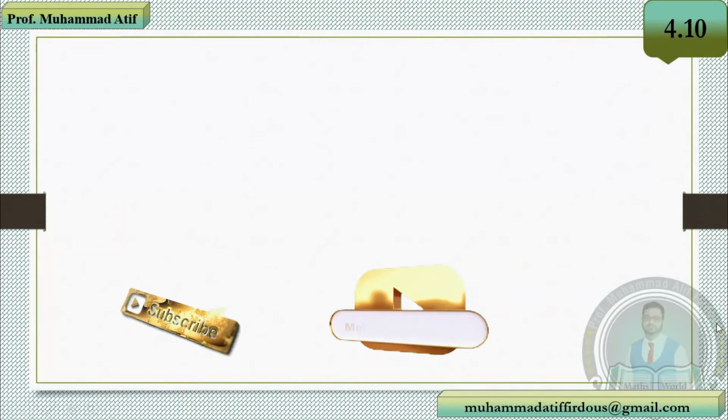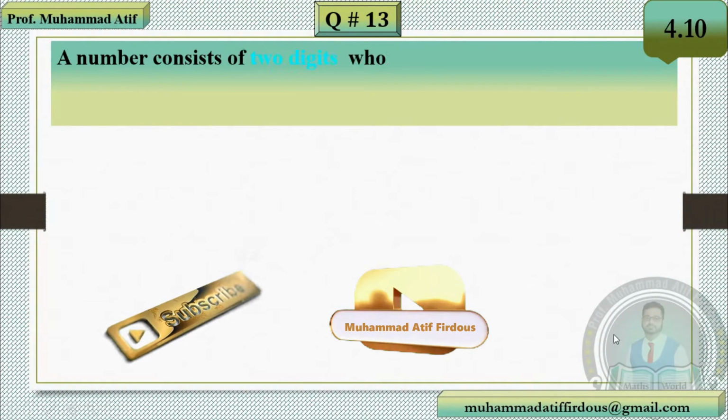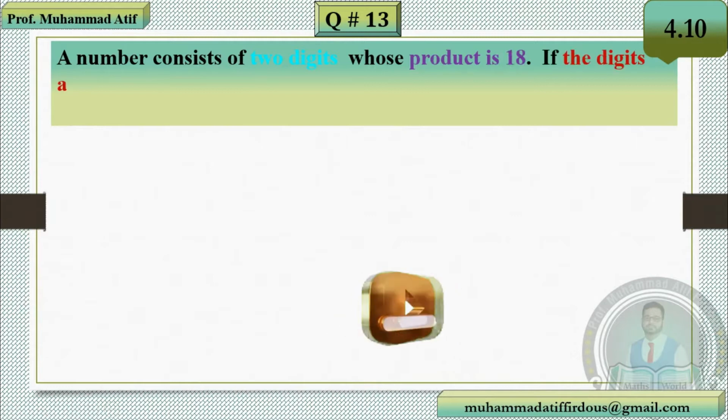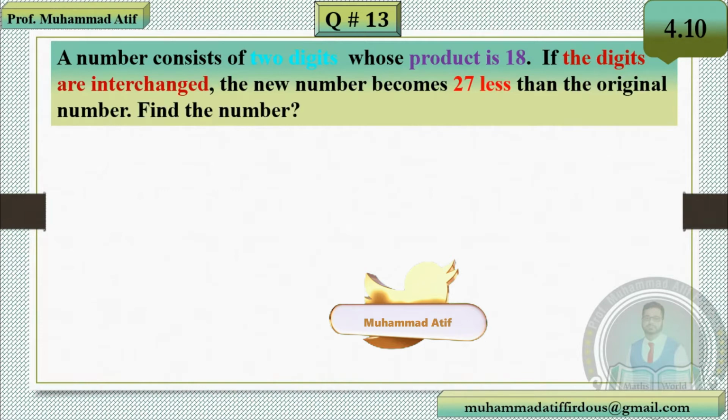Next, we move on to a very interesting question. A number consists of two digits whose product is 18. If the digits are interchanged, the new number becomes 27 less than the original number. Find the number. Very interesting question. We have question number 13 and 14 the same.